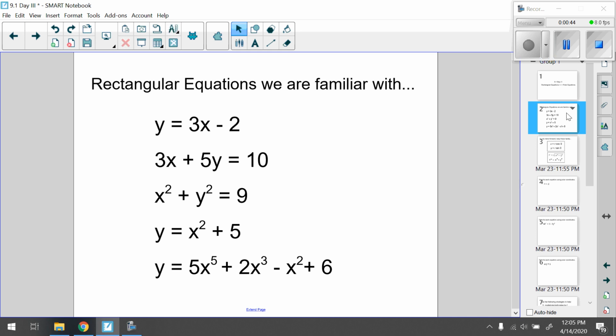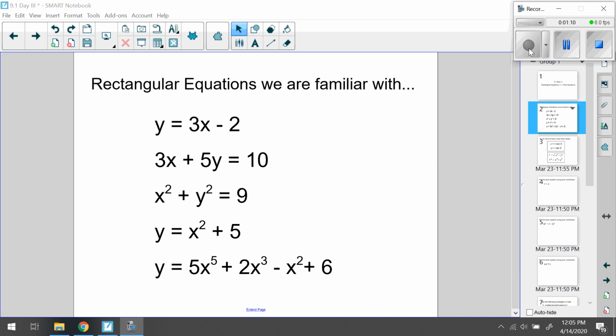Like y equals 3x minus 2, that's the graph of a line. 3x plus 5y equals 10 is another line. We also have circles, x squared plus y squared equals 9 is the graph of a circle. Parabolas, y equals x squared plus 5, or even the polynomial functions that we studied back in the first semester. So again, anytime you're thinking about rectangular equations, be thinking of x's and y's.